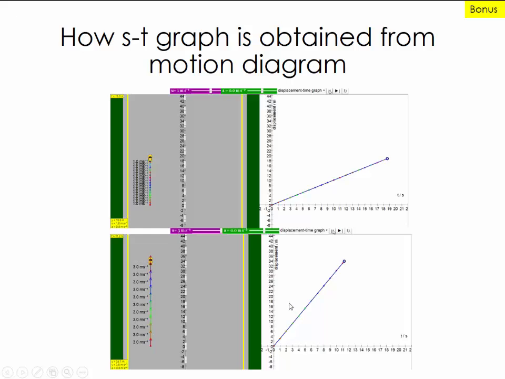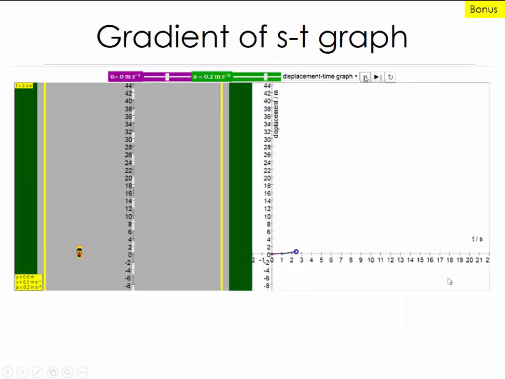Right, so you can actually very easily get a displacement time graph from the motion diagram, right? The position at each time, that is the motion diagram. And from here, you can see at a higher velocity, the graph is actually steeper, right? And this is something you should already know since secondary school.